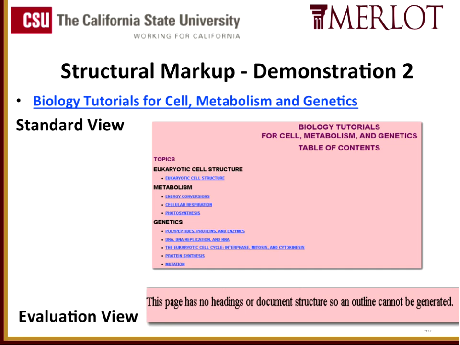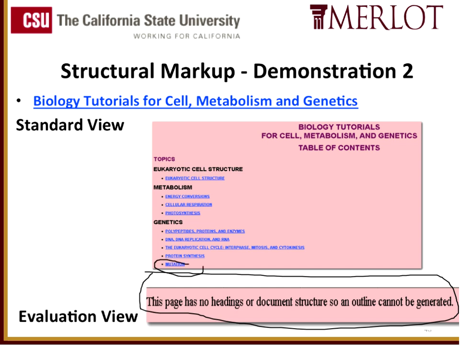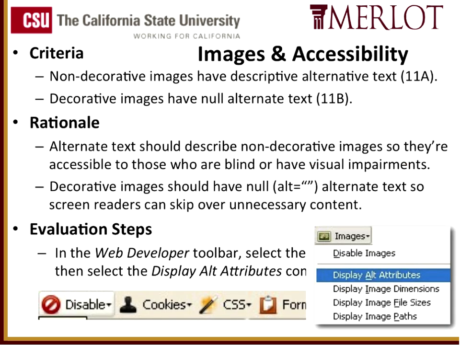Now, I'll pull up another resource that you can find in Merlot, a biology tutorial about the cell, and you can see this is a case where there's no structural markup, and so a blind student, for example, having to navigate would have to listen to all the different content here to get to what they may want, like genetics and mitosis. So structural markup can really provide an important tool for students with disabilities.